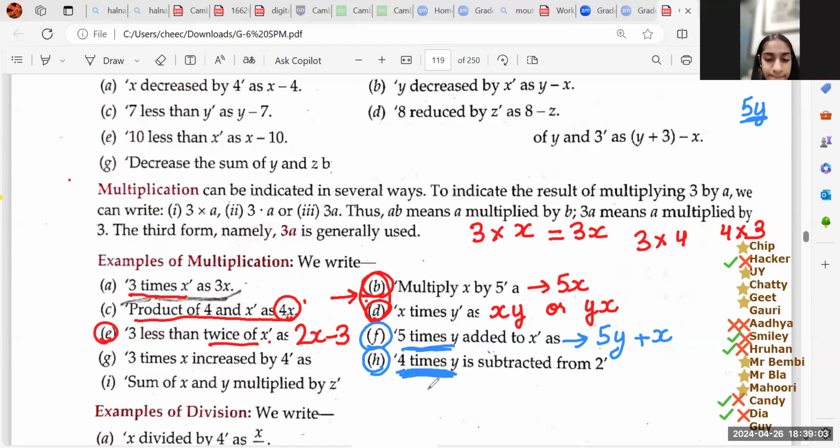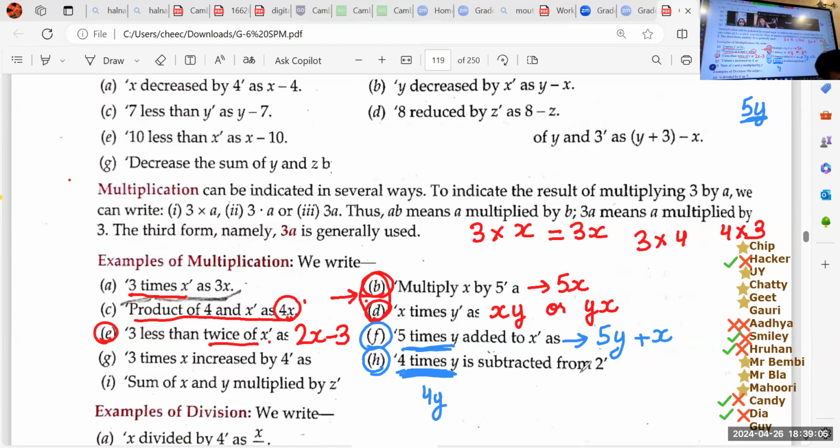4y subtracted from 2. Whatever comes after 'from' becomes the minuend. So 2 minus 4y. We have studied this, guys. Whatever comes after from becomes the minuend. Have we studied or not?